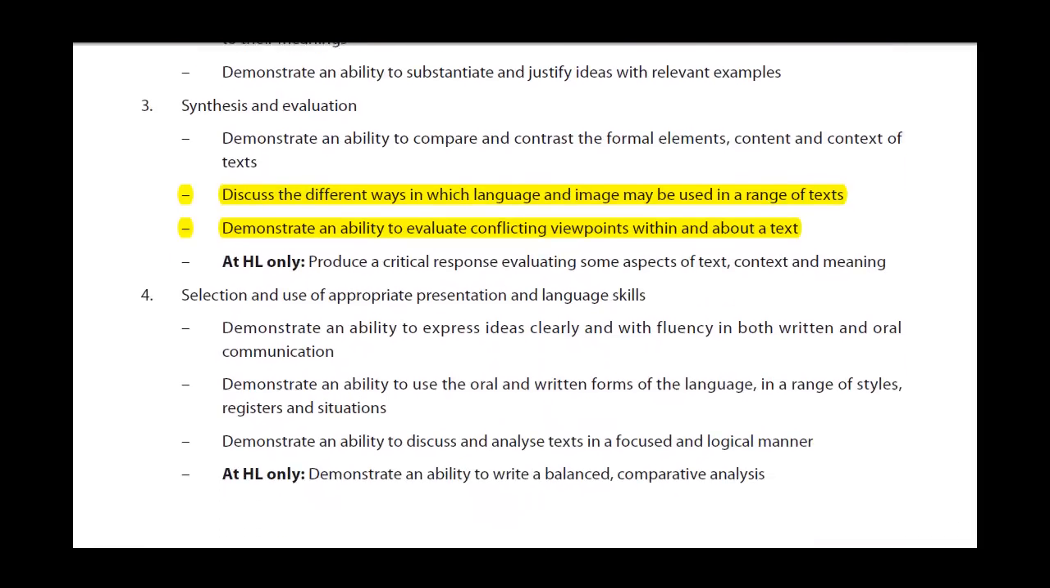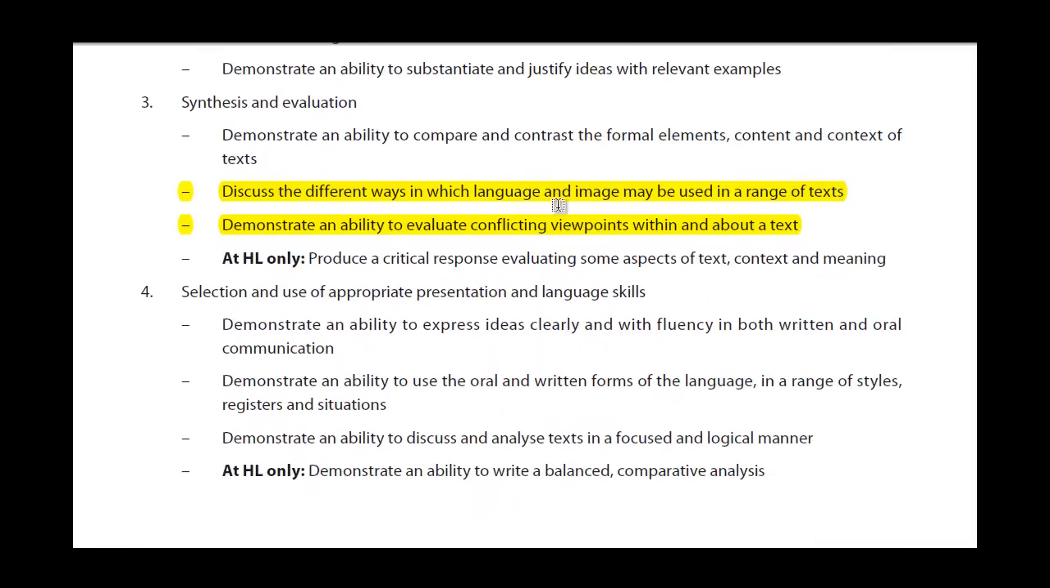And then with synthesis and evaluation, discuss the different ways in which language and image may be used in a range of texts, and then demonstrate an ability to evaluate conflicting viewpoints within and about a text. We'll begin to address that today, and this will be a focus.